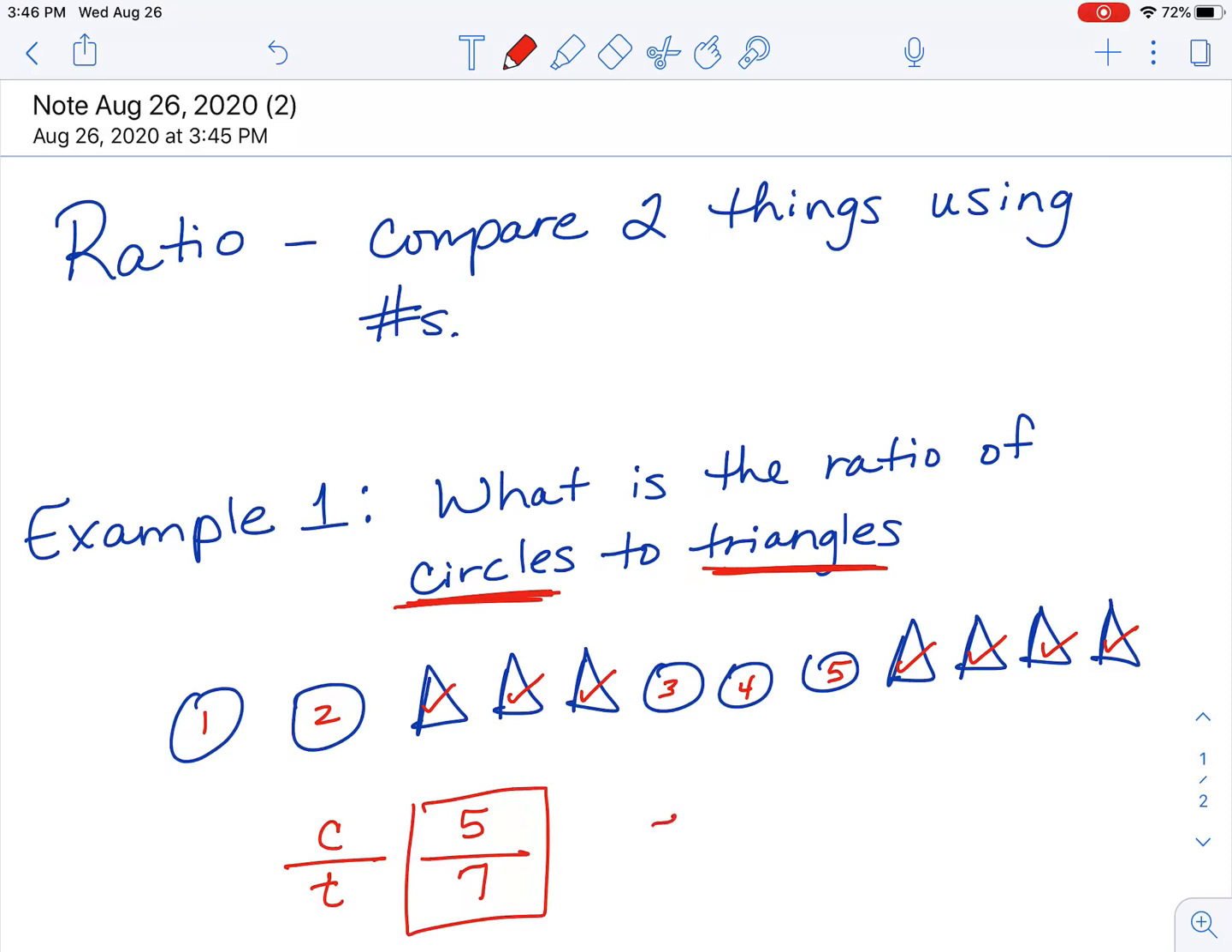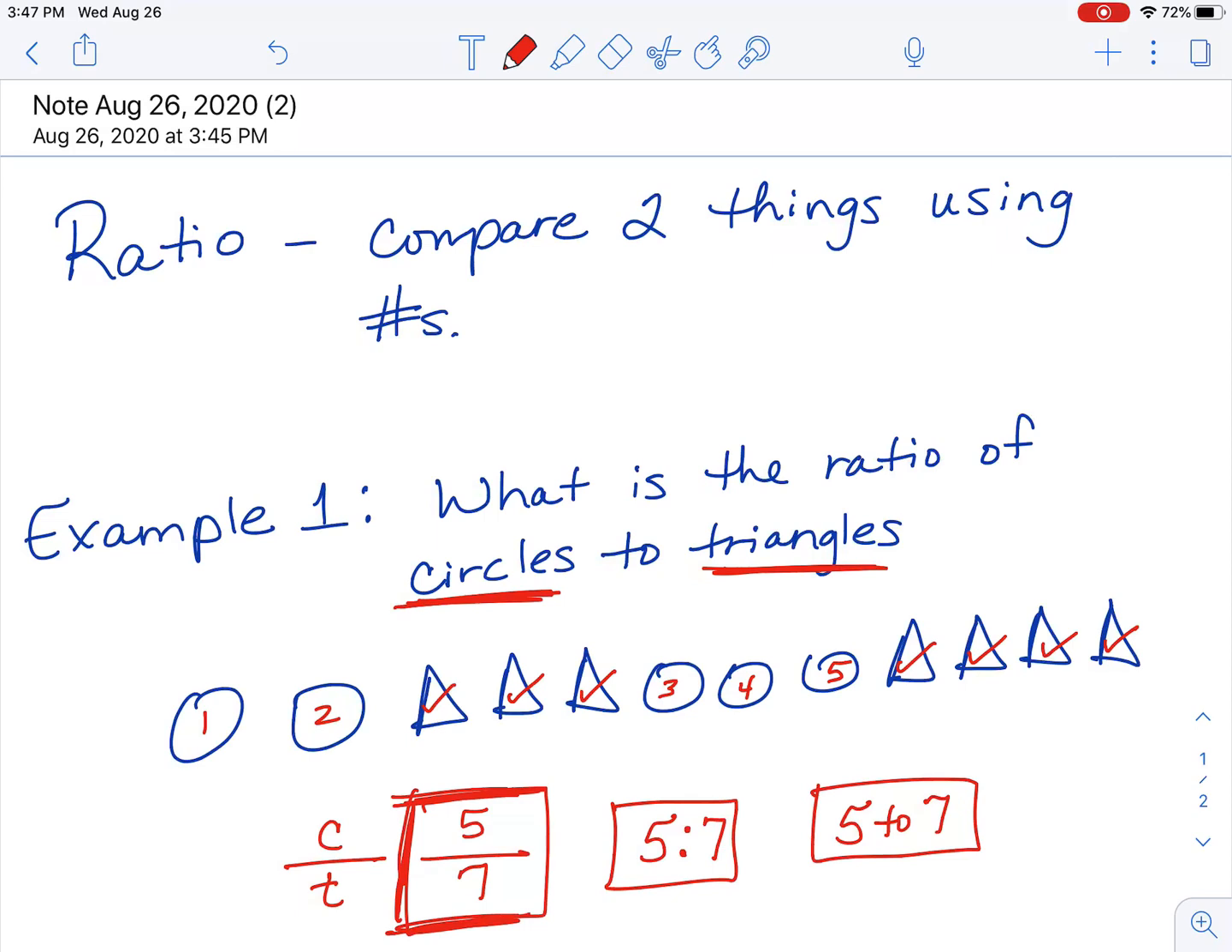Now you can also write a ratio 5 to 7 like that with a colon, and 5 to 7 with the word "to" like that. But I'm going to be honest with you, this is the one we use the most, and then this one would be second. And don't use that one very much at all.